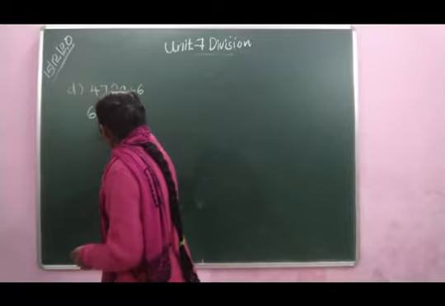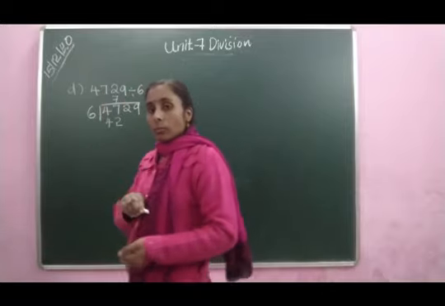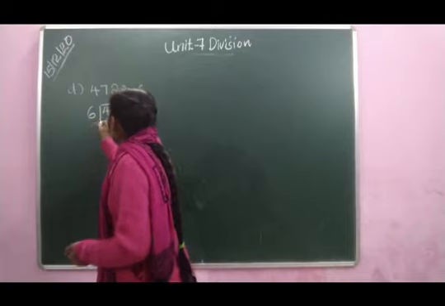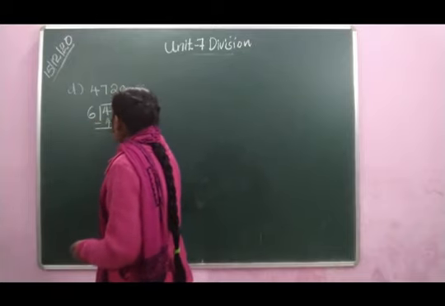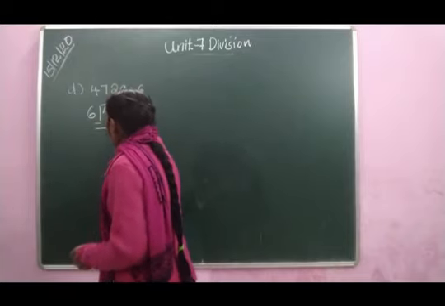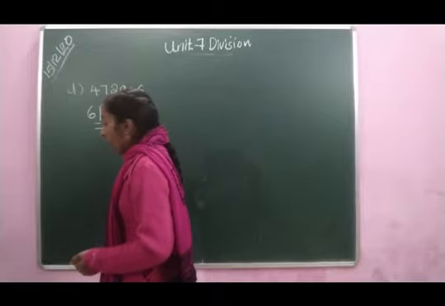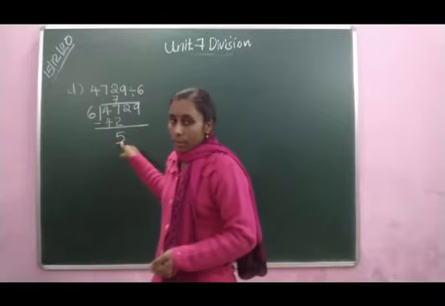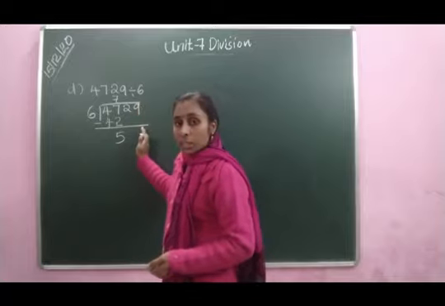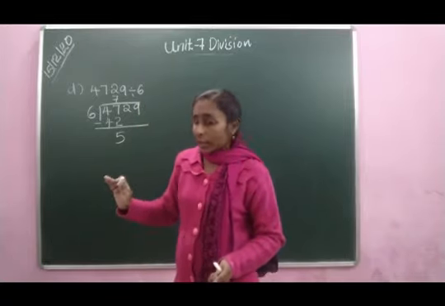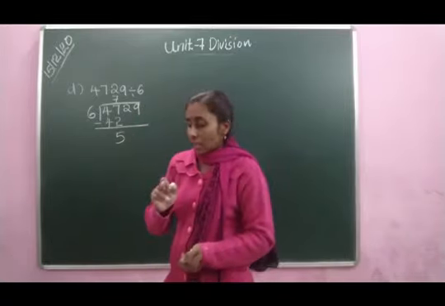6 7s are 42. Next step is subtraction. 47 minus 42 is 5. See this 5, this is the remainder. After subtraction we have got this number. Is the division over? No, the division is not yet over. There are 2 more numbers left.